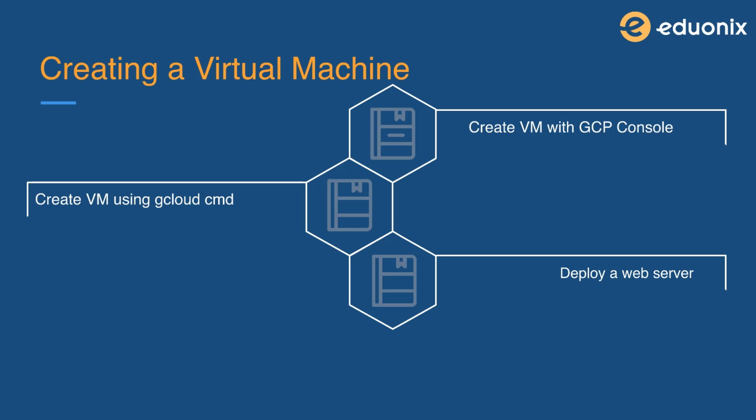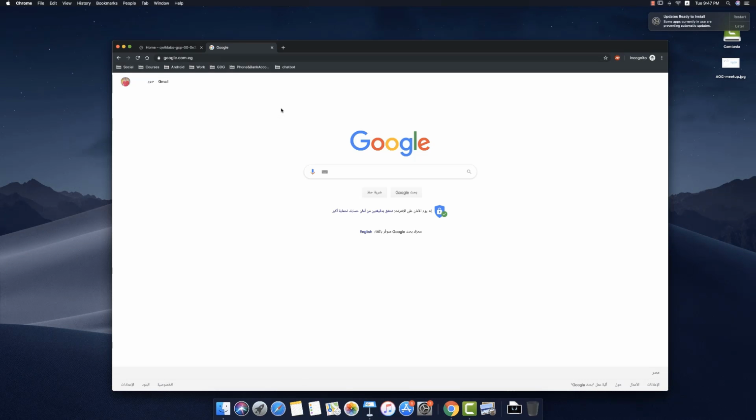In this video, we will know how to create a virtual machine through GCP console and how to create another virtual machine, but this time using gcloud command line. Then we will try to deploy a web server to our virtual machine, like Nginx web server. So let's get started.